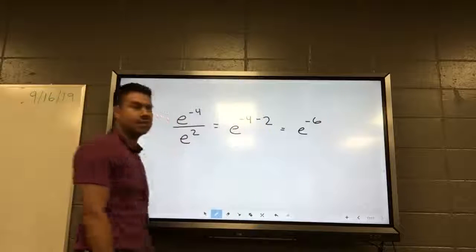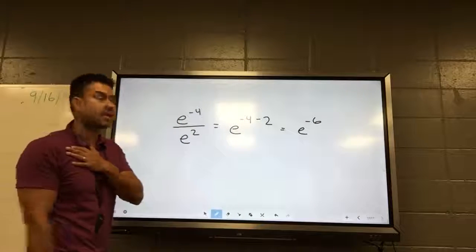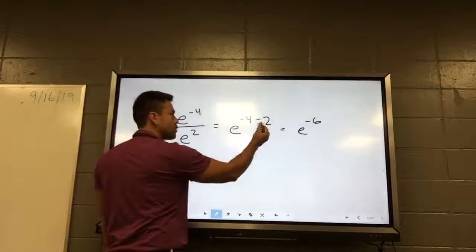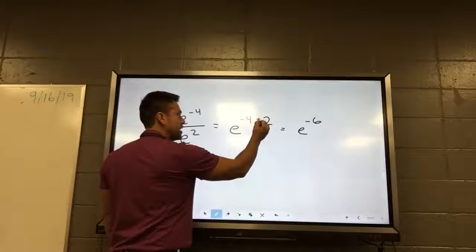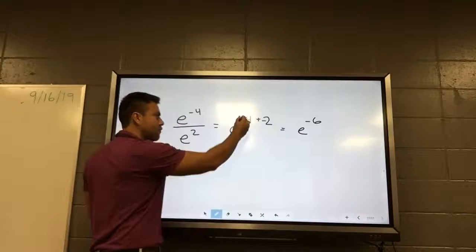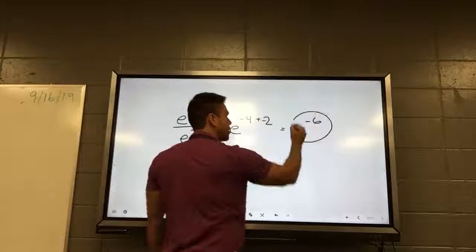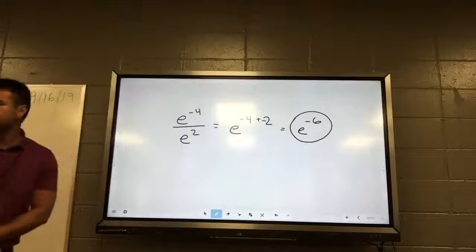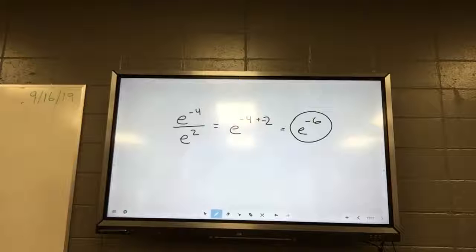Negative 6. Okay, how did we get negative 6? Look at this addition, the subtraction problem. Stay, change, opposite. What's negative 4 plus negative 2? Negative 6. So do you know why we practice adding and subtracting? Because we want to get to this part.